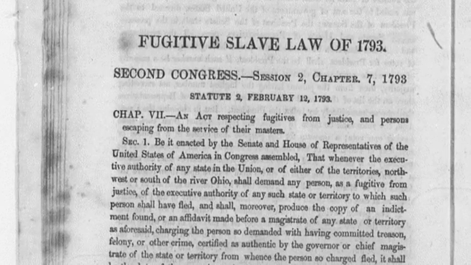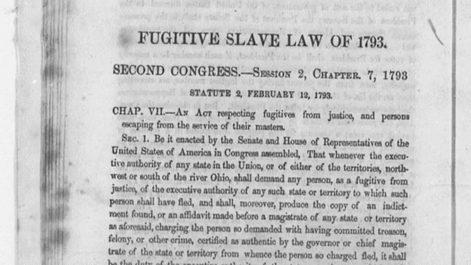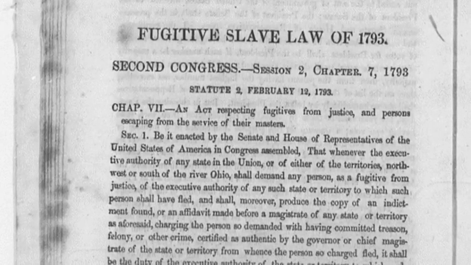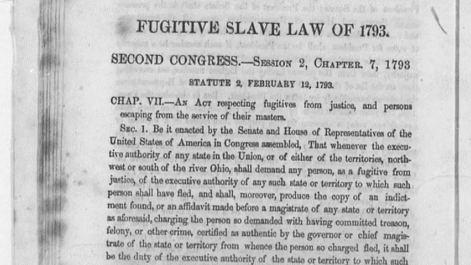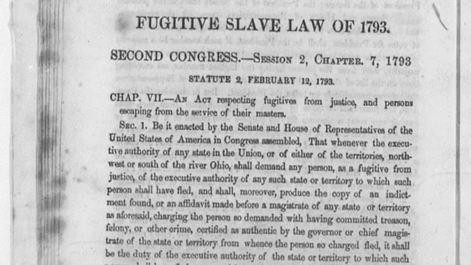Fugitive slave laws, as they developed in the late 19th century, had some aspects in common with later deportation laws. One of the big questions was the development of a federal bureaucracy, and the fugitive slave laws were one of the earliest examples of that. It was federal magistrates who were deciding cases that involved the forced movement of a person.